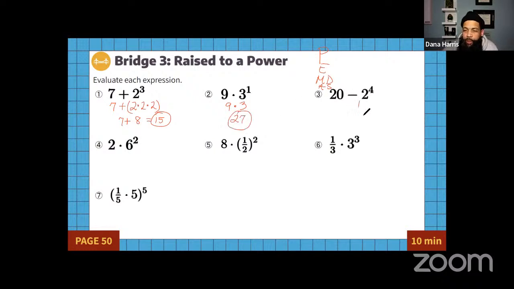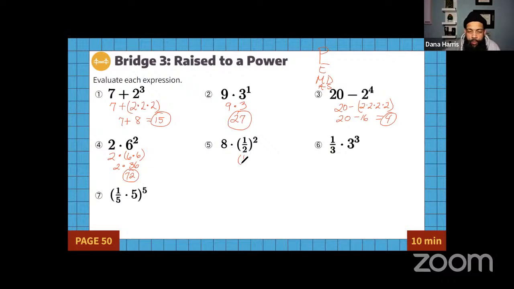Here, exponents first. So I have 20 minus, remember, 2 in expanded form, 2 to the 4th power is 2 times 2 times 2 times 2. That gives me 20 minus 16, which equals 4. Here, same thing. I got to do exponents first. So this is 6 times 6. So 2 times 6 times 6. So that gives me 36. And 2 times 36 is 72.